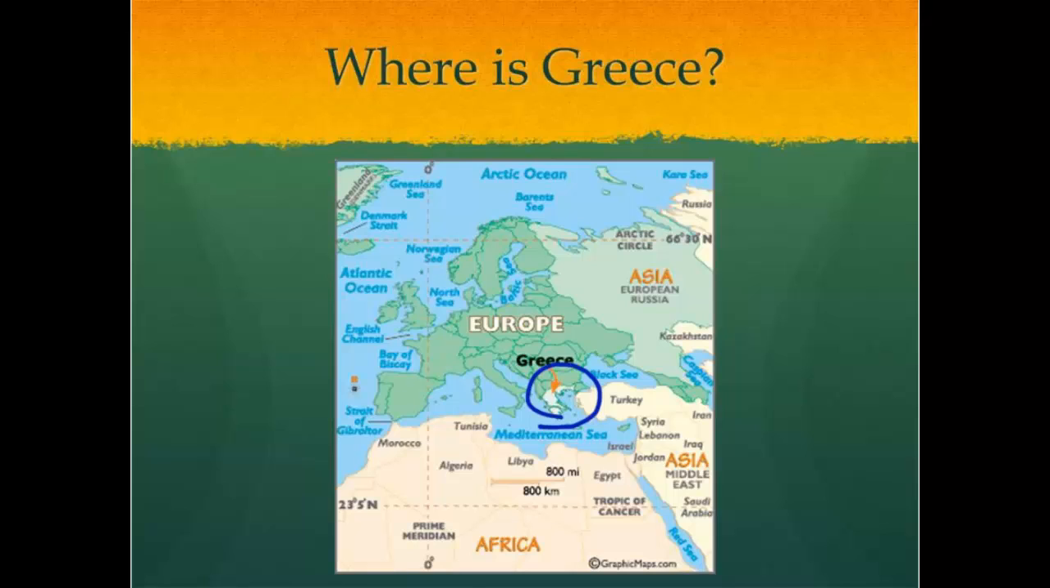Additionally, in this lesson, we'll be talking about other regions ruled by some of these groups that actually extended as far as India. But basically, we're focusing primarily on the Greece area that you see on your map here.